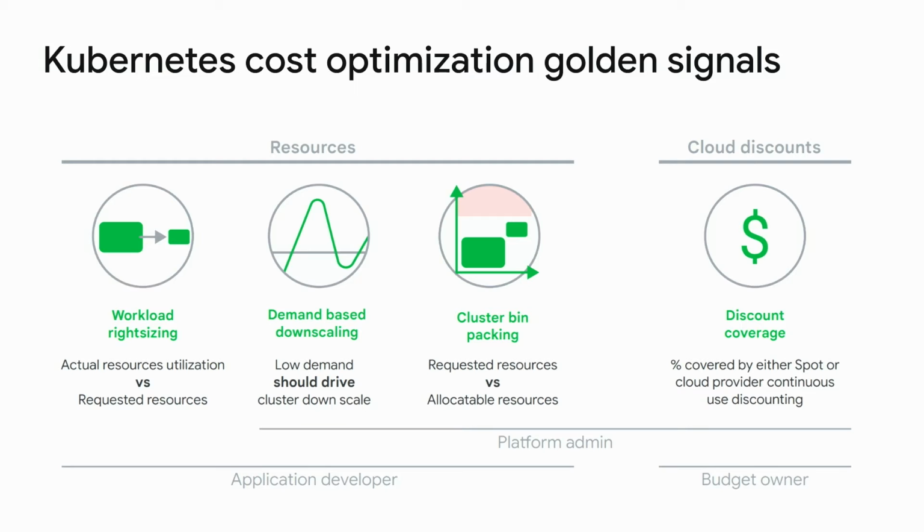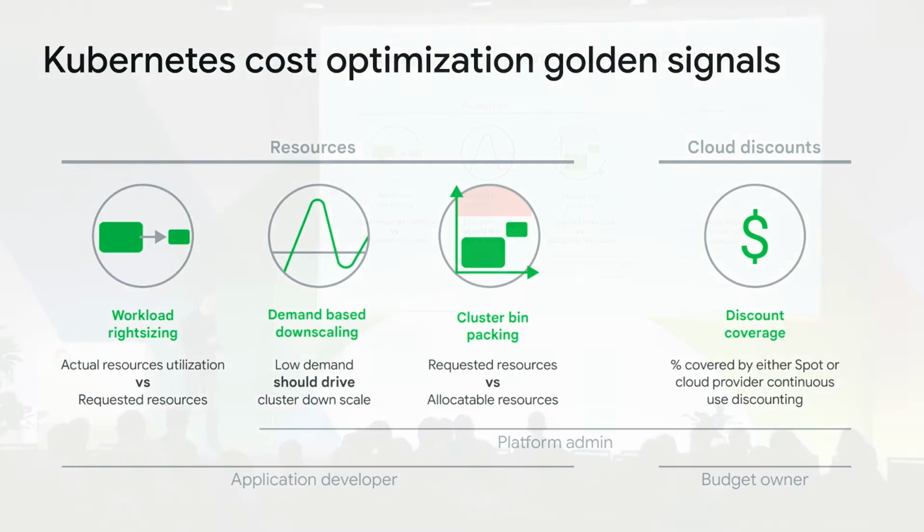So the second signal is basically, can I scale down at night? I don't have demand, so can I downscale my cluster? For that, it's work that developers and platform admins need to do together, because developers need to scale down their workloads so that the cluster can follow. And the third one is bin packing. So am I using the entire CPU and memory from the cluster? Think about the node. You can use all the CPU and waste memory, or you can do the other way around, or you can use neither of those.